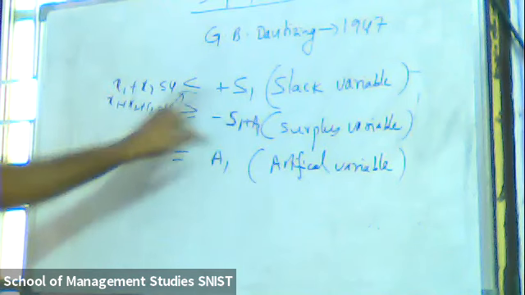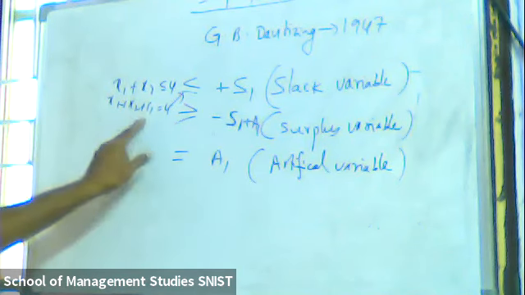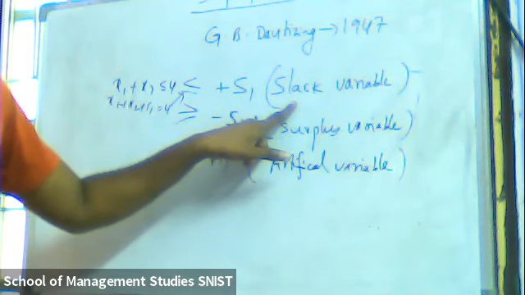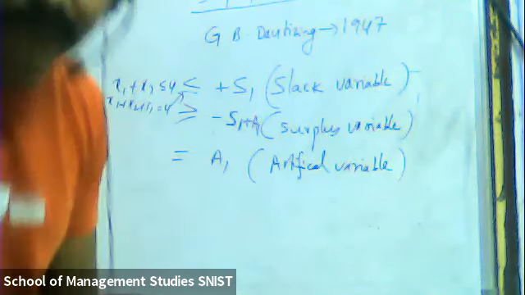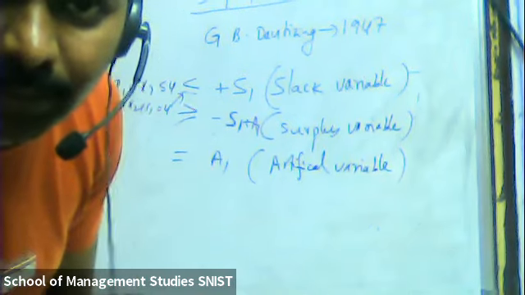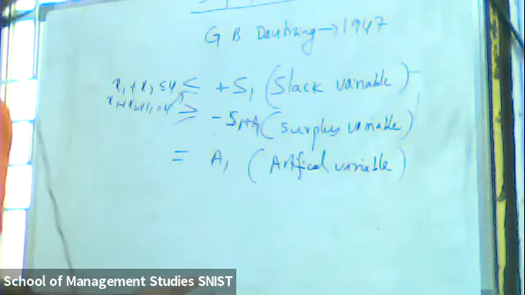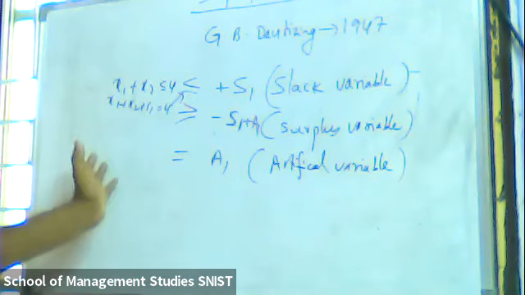So for a less than or equal to constraint, to make the inequality an equality, we add a slack variable on the left hand side, plus S1. So what is the slack variable? Unused resources. What is the slack variable? Unused resources, either material or labor, which is added to make the inequality an equality.